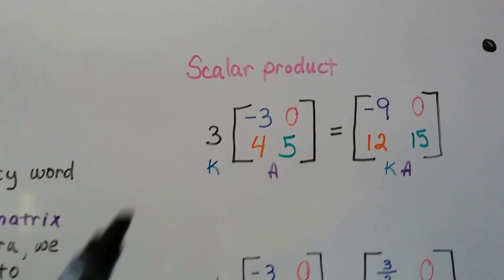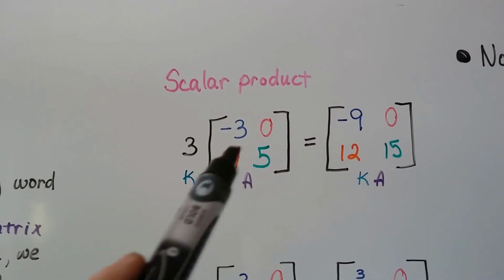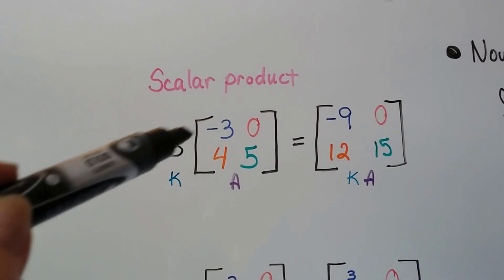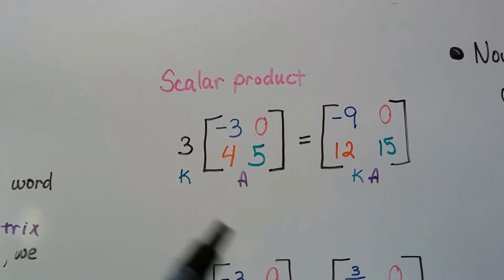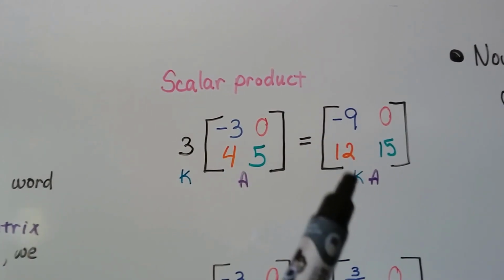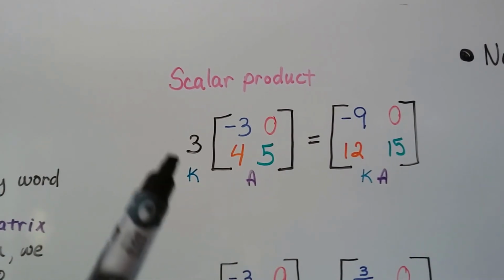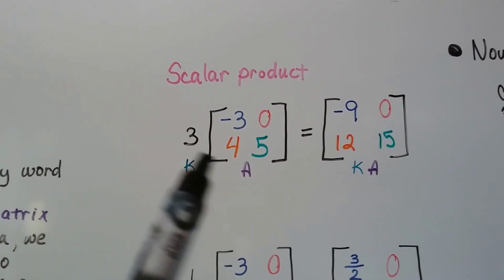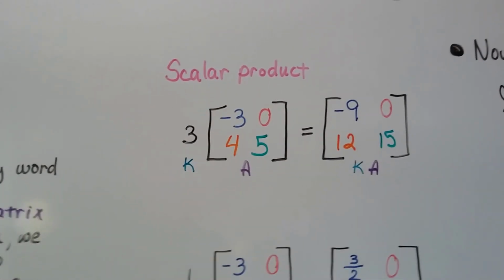We've got a 3 out here. That's our value for k. Here's our matrix A. And when we multiply this 3 to every single element in A, we're going to get a brand new matrix, kA. 3 times negative 3 is a negative 9. 3 times 0 is 0. 3 times 4 is 12. 3 times 5 is 15.